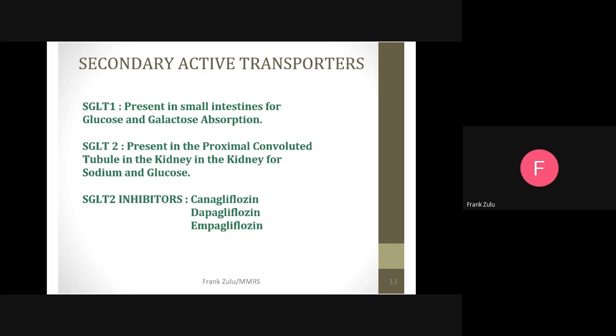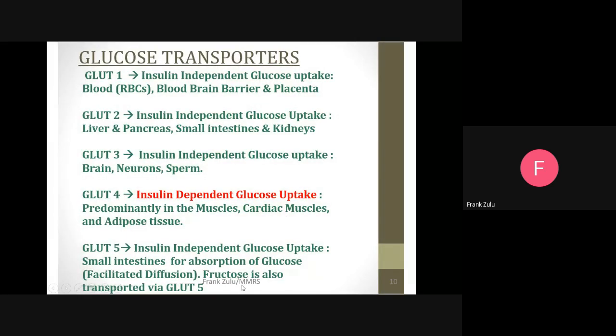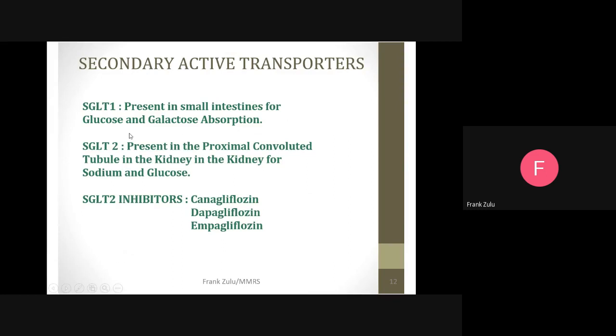Sodium glucose transporter 1 is the one that is found in the small intestines. It is used by the cells to carry glucose and galactose absorption. So I want you to take note, because the MCQs will come, they can confuse you with the absorption of galactose and the absorption of fructose. Take note that fructose is taken up or transported by the GLUT5, which is facilitated diffusion. But for galactose, the cells end up using sodium glucose transporter 1. This is the small intestine. Don't confuse these two. They are two different, okay?